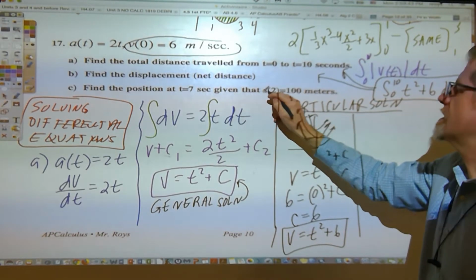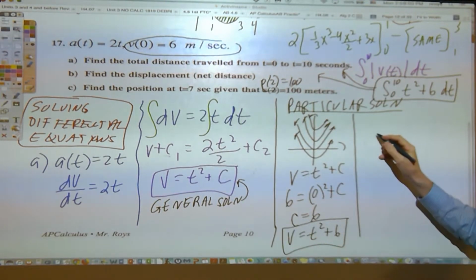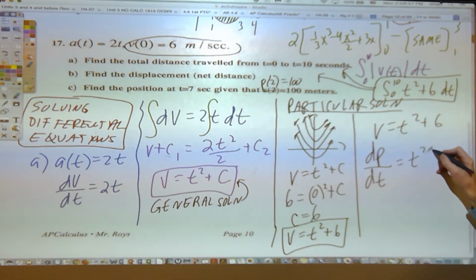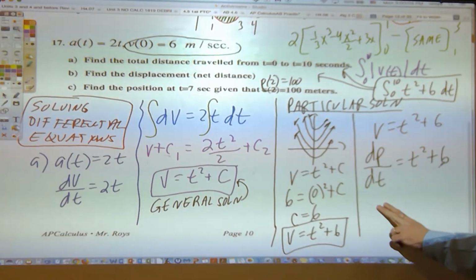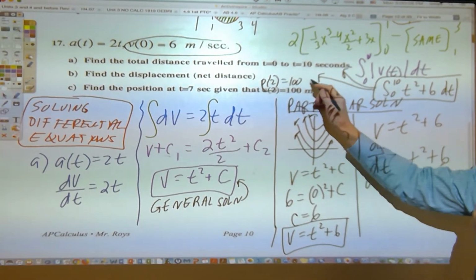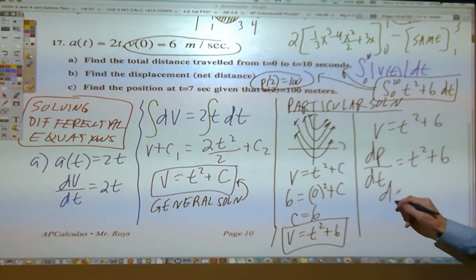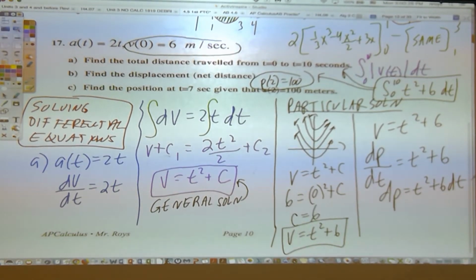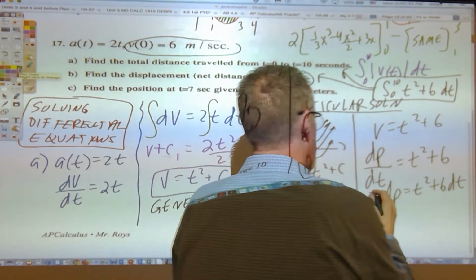To find the position, change S of 2 to P of 2, because now in the AP test they use P for position. I would like you to take the answer here, which is v is t squared plus 6, and change it to dp dt. Would you please solve this differential equation using separate and integrate? It'll take 45 seconds, but let's bring this to closure. Take dp dt equals t squared plus 6, and the initial condition that P of 2 is 100, and solve for P using separate and integrate. Just put the dt on the other side and integrate both sides. It's a pretty straightforward integral. It's level 1 difficulty.